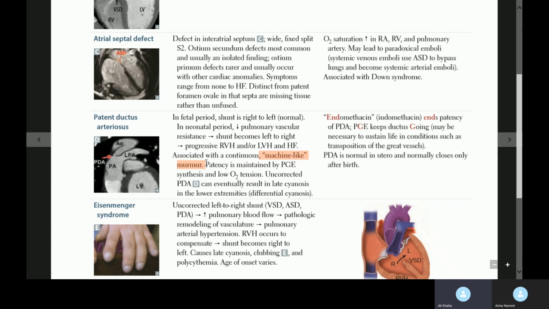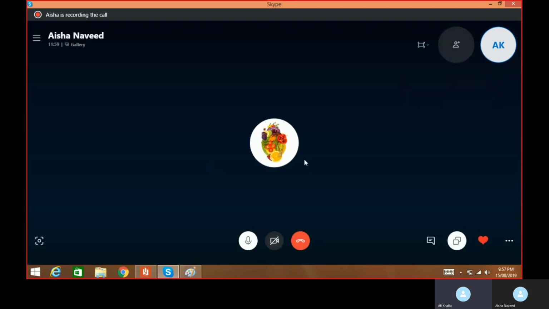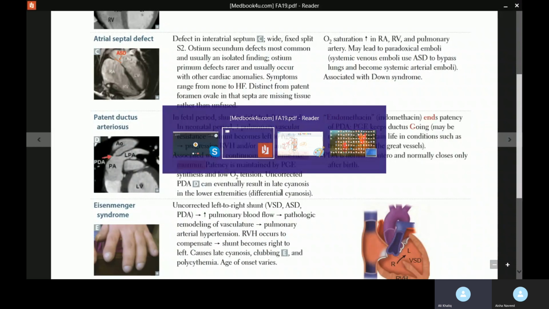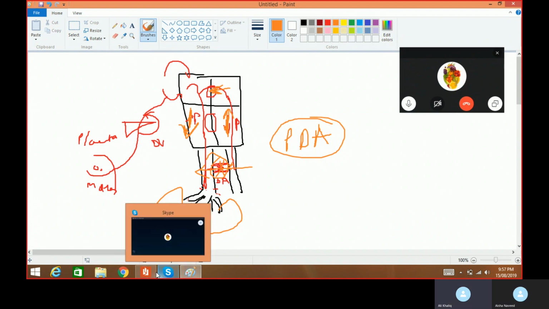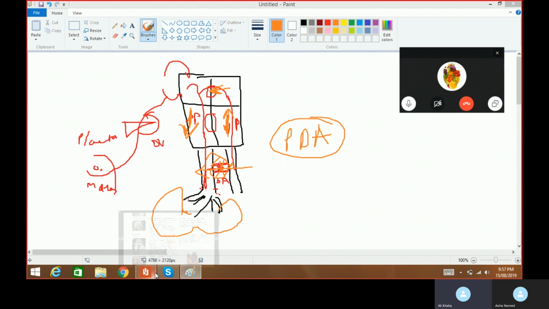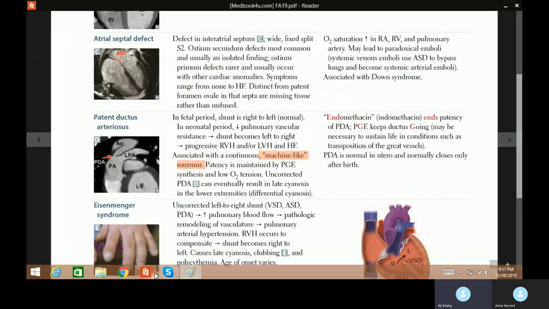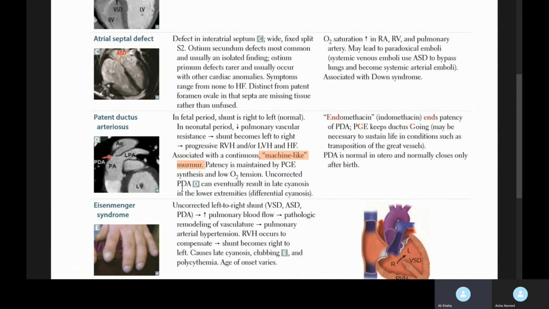Why a machine like murmur? Because there is a continuous flow. Through this opening, there is a continuous flow to the right side. So this gives a machine like murmur. And this murmur is best heard on your back between your scapula, between your shoulder blades. This is the best location where you can hear this murmur. The machinery murmur is a continuous murmur, and it's present both between S1 and S2 and S2 to S1. It's machinery and continuous throughout.